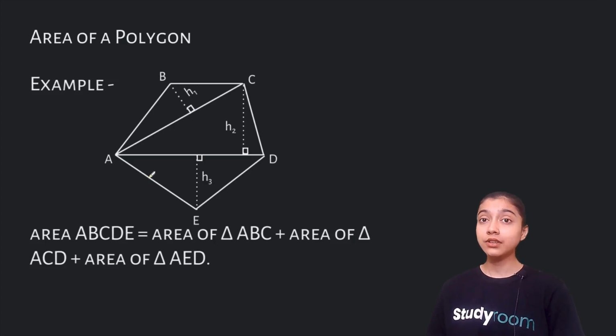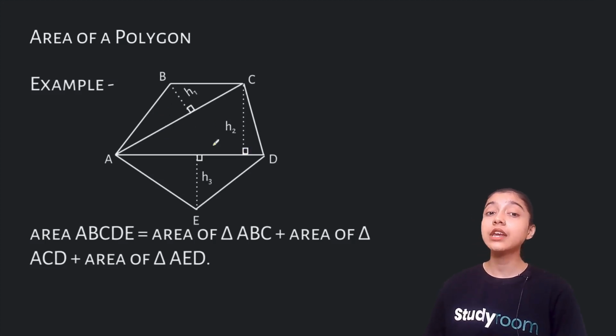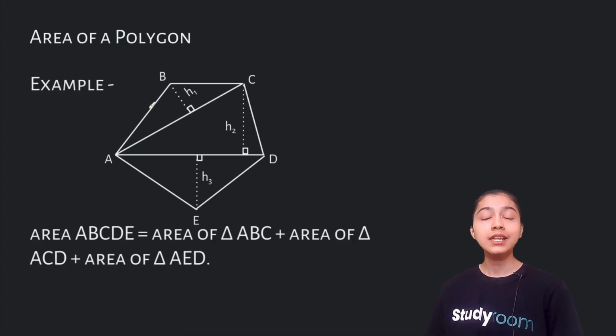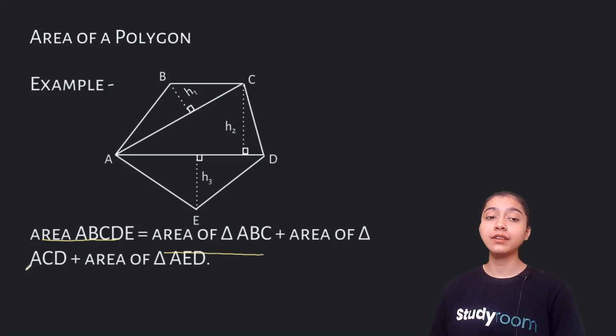So in order to calculate the area of this polygon, we will divide this polygon into 3 parts by joining AC and AD. Now when we join AC and AD, we find that this polygon is divided into 3 triangles. One is ABC, the other is ACD and the other is ADE. If we sum up the area of these three individual triangles, that will result in the area of the polygon. So we can say that the area of the polygon ABCDE is equal to the area of triangle ABC plus area of triangle ACD plus area of triangle AED.